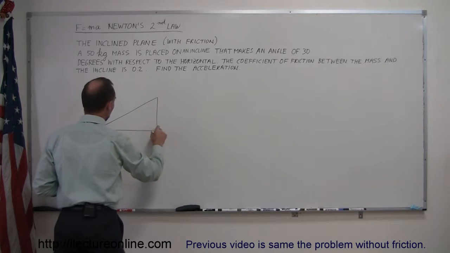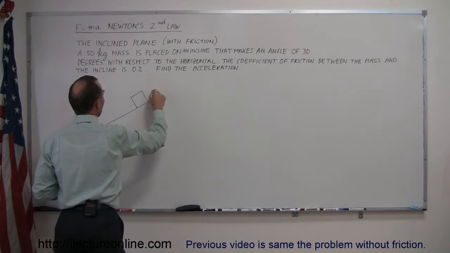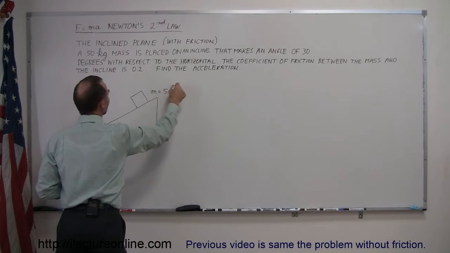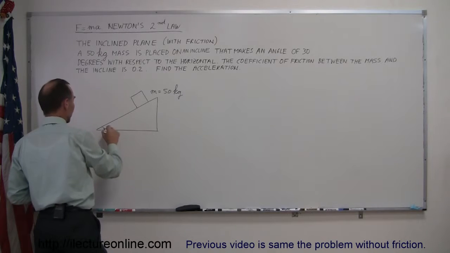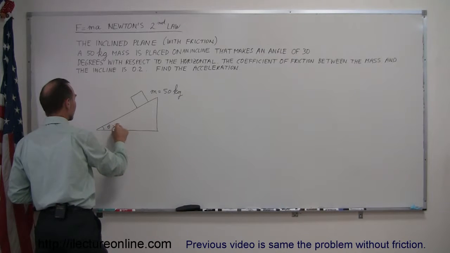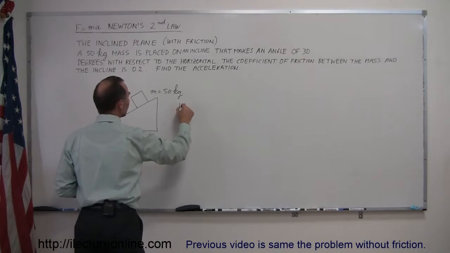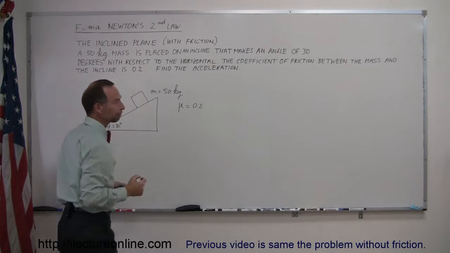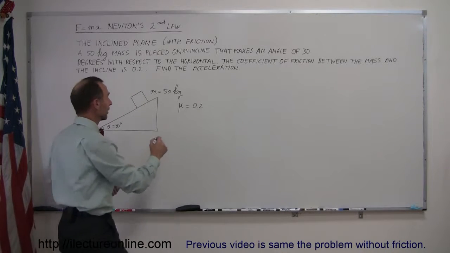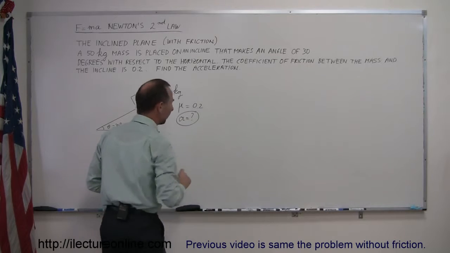So here we go. We have a mass on an inclined plane. We say that the mass is equal to 50 kilograms. The angle that the inclined plane makes with the horizontal, theta, is equal to 30 degrees. And we can also mention that mu, which stands for the coefficient of friction, is equal to 0.2. And we're supposed to find the acceleration. a is equal to question mark. That's what we're looking for.